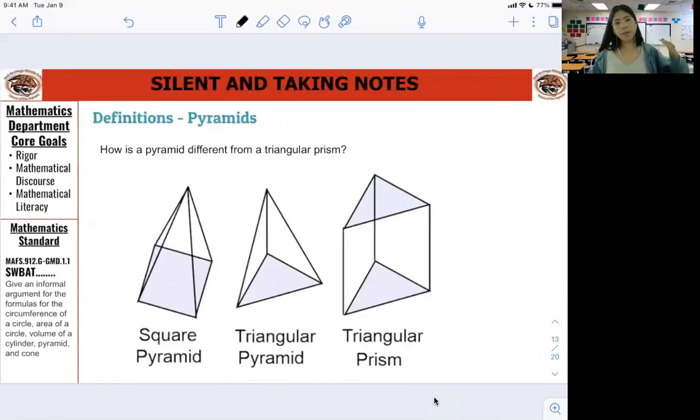So last thing, pyramids. Let's talk about pyramids for a moment. We know what they look like, but let's talk about how they're different from prisms. So take a moment and just take a look at these. We have 2 types of pyramids. I have a square pyramid. I have a triangular pyramid. And then I have a triangular prism. And I put this here because I want you guys to try to see what's the same and what's different. So what can we just shout out a couple differences that you notice or similarities that you notice?